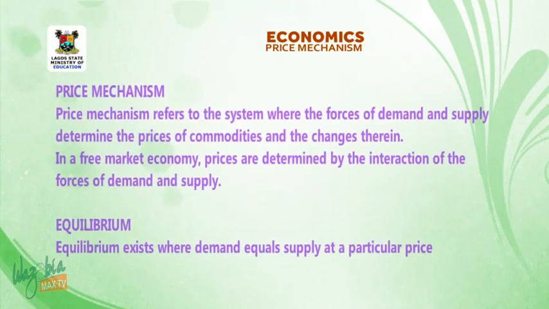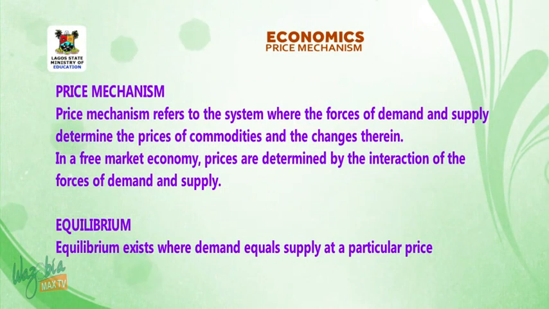Price mechanism. Price mechanism refers to the system where the forces of demand and supply determine the prices of commodities and the changes therein. In a free market economy, prices are determined by the interaction of the forces of demand and supply. Equilibrium. Equilibrium exists where demand equals supply at a particular price.